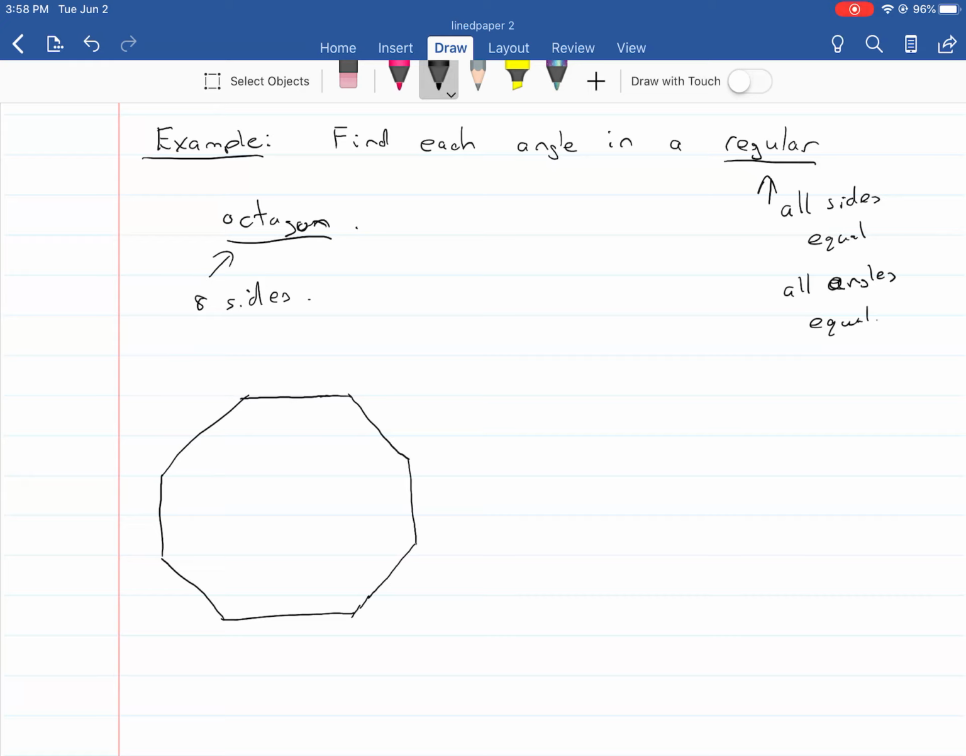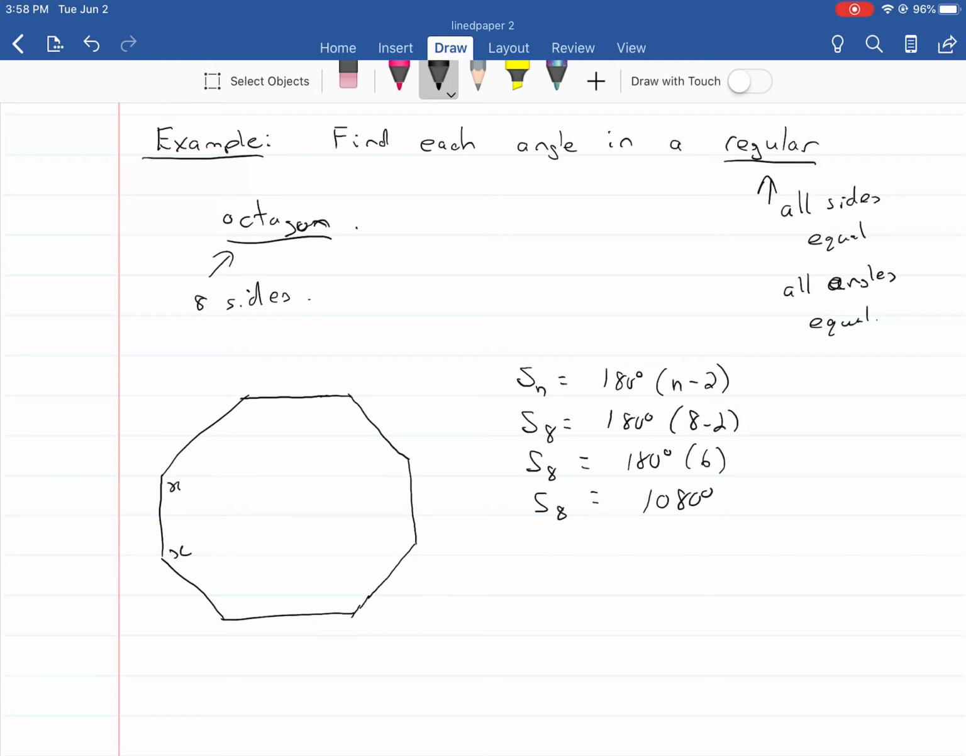And so they want each angle, but first, before I go after each angle, I'm going to find the sum of the interior angles. So here's the formula, written out a little more formally. We take 180 and we multiply that by n minus 2. So in this case, I want the sum of the angles in an 8-sided figure: 180 times 8 minus 2. So the sum of these angles is 180 times 6. I get 1,080 degrees. Those angles all add up to 1,080 degrees.